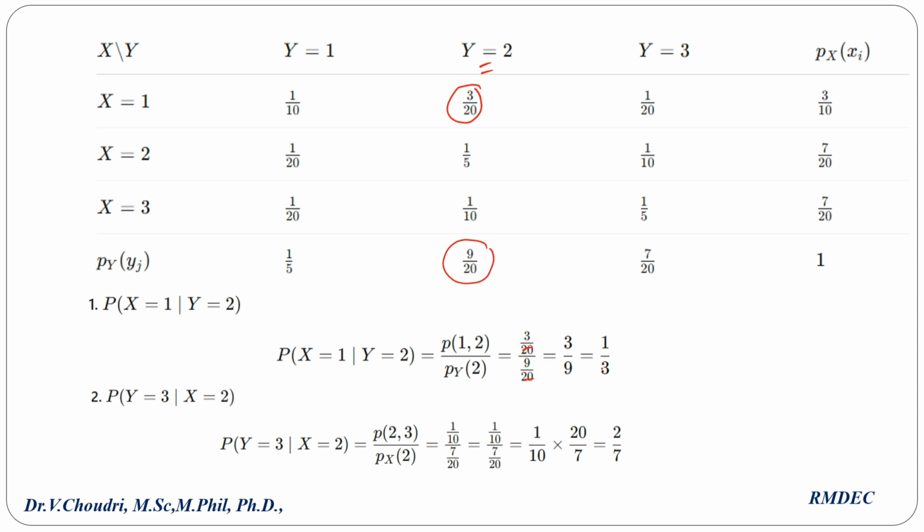3 by 9 value equal to 1 by 3. Okay, for the same row, x equal to 2, what is y equal to 2? 1 by 5. So P of x equal to 2 comma y equal to 2 divided by P of y equal to 2. What is the answer? 1 by 5 divided by 9 by 20.